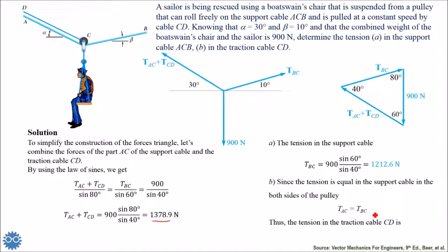So we can simply now get the tension in the traction cable, because we have the combined values TAC plus TCD. So TCD will be equal to 1378.9, the value obtained here, minus the TBC, 1212.6, which is equal to 166.3 newtons, and this is the solution of this problem.